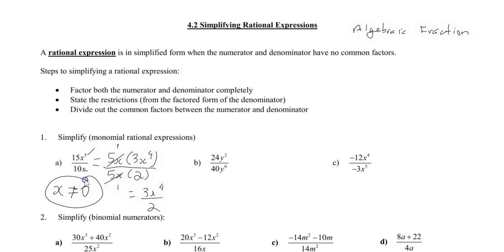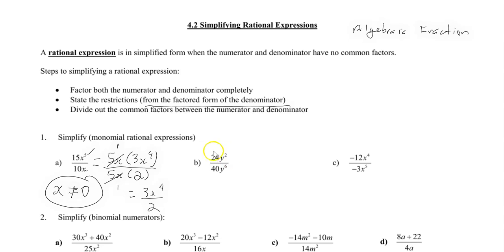Now the restriction still holds. You can't put a 0 in there. I mean, you could say, but I can put a 0 in there, right? Because 0 to the 4th is 0, times 3 is 0, and 0 divided by 2 is 0. But then it's not equivalent to the original rational expression, because in the original rational expression, we can't let x be 0, right? It will make the denominator 0. So the original restriction comes from the factored form of the denominator, and it holds no matter what.